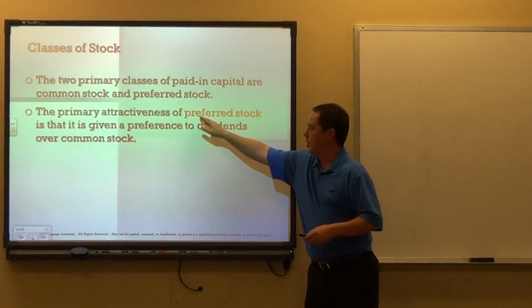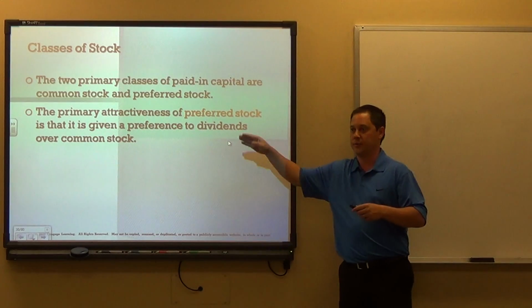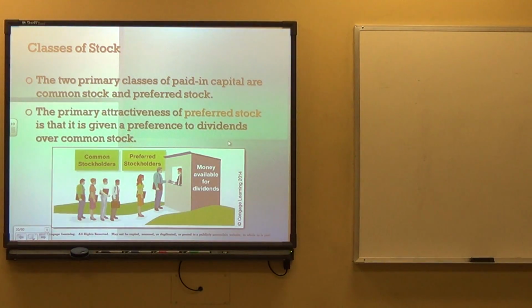So some of the attractiveness is the dividends over the common stock. They'll always pay the preferred stock before they pay the common stock in those dividends. And we'll walk through some problems in just a few moments to see who's at the front of the line.